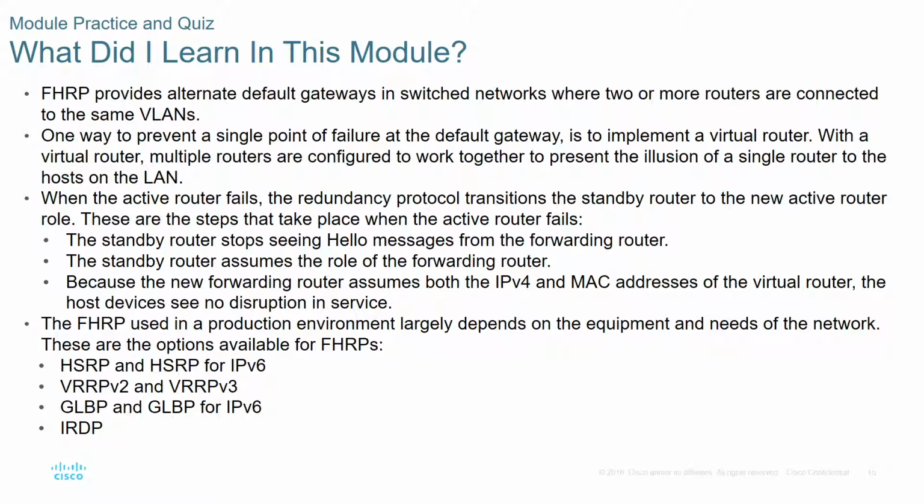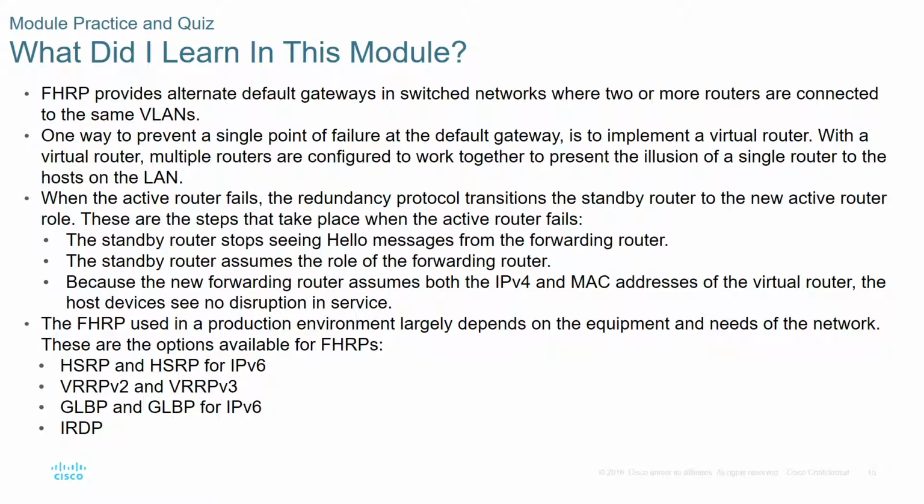These are the steps that take place when the active router fails. The standby router stops seeing hello messages from the forwarding router. The standby router assumes the role of the forwarding router. Because the new forwarding router assumes both the IP version 4 and MAC addresses of the virtual router, the host devices see no disruption in service.